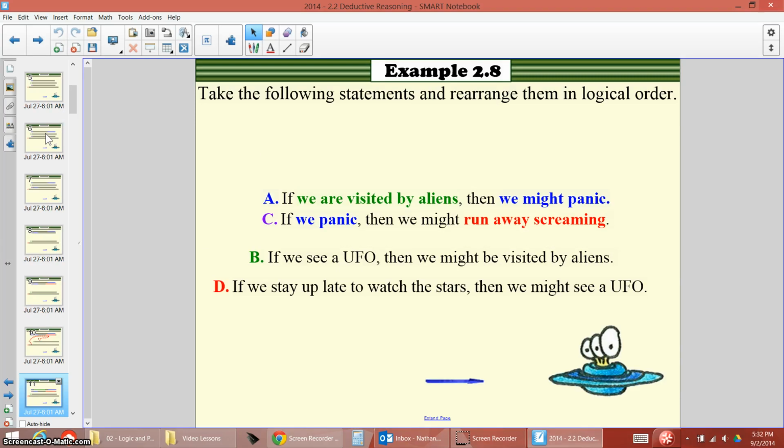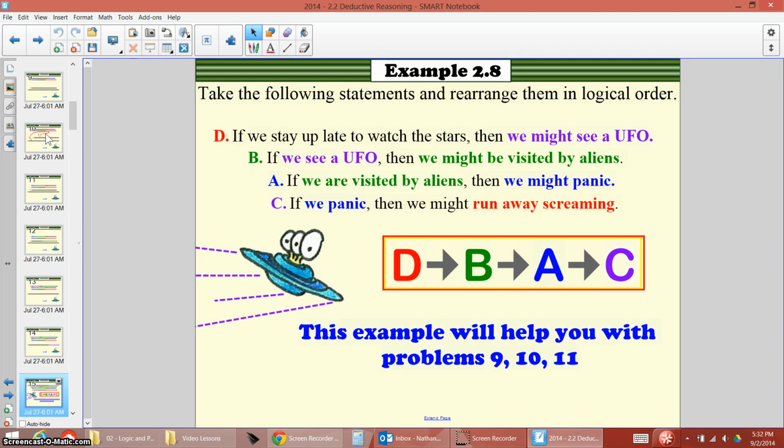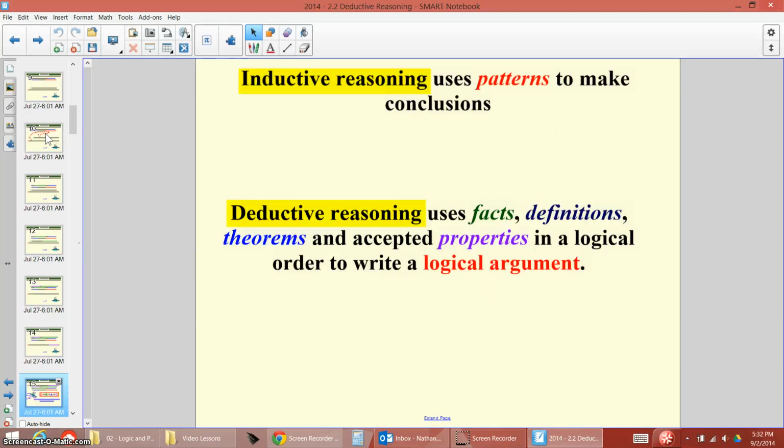So we look at the beginning. If we're visited by aliens, do we see anything at the end? Look at that. We might be visited by aliens. Goes right there. And then we talk about we see a UFO. We put them in order. The correct order for this syllogism is DBAC. These help you with problems 9, 10, and 11.